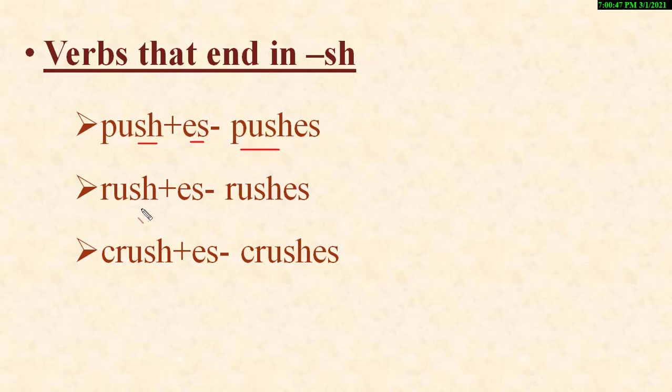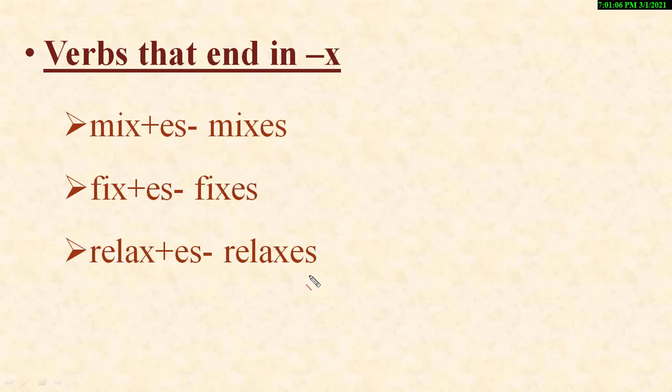The next verb is rush. It ends in sh, so add es, it becomes rushes. The next verb is crush. The verb ends in sh, add es, it becomes crushes. So we have added es with the verbs that end in sh.